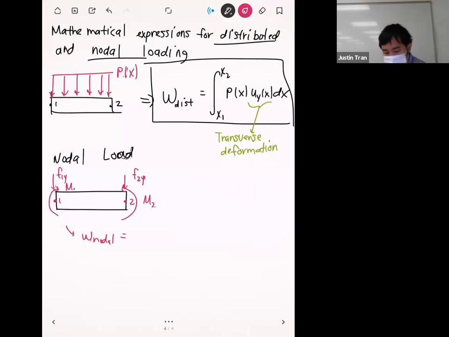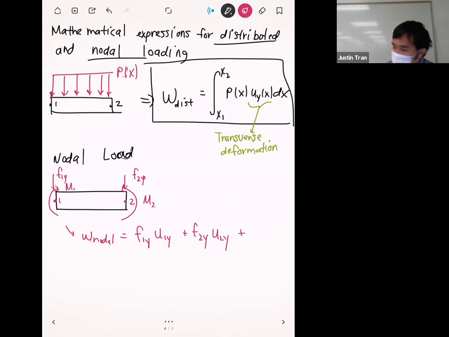Okay. And so to get the work performed by these nodal, another way you can say is by these concentrated loads, we can just take the product of each of these loads and the deformation at that node. And so let's start with F1y. If we take the product of F1y and U1y, that's going to give us the work performed by F1y. Similarly, we can take the work done by F2y by multiplying it by U2y. Okay, so we have F2y multiplied by U2y.